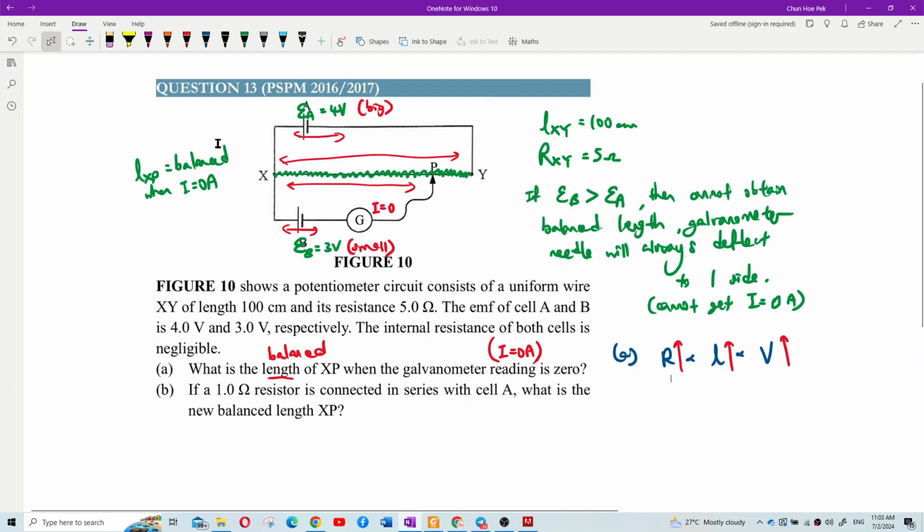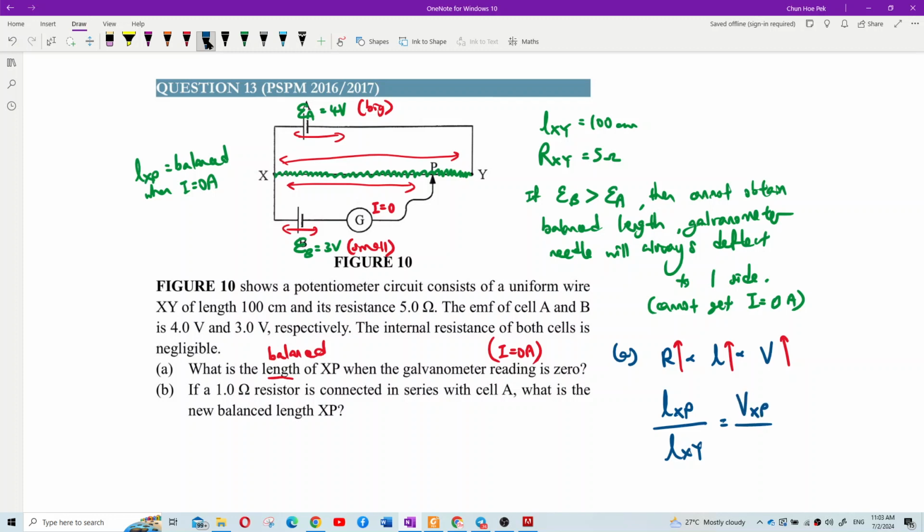So, guna formula apa? Guna formula ni, LXP over LXY equal to voltage XP over voltage XY.